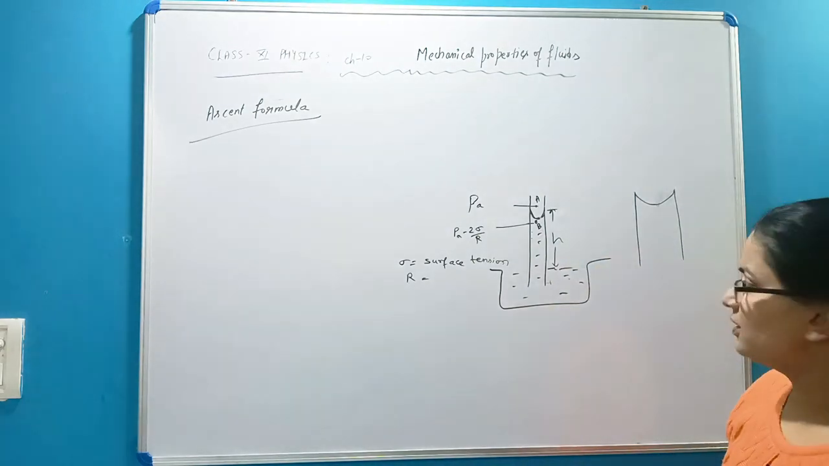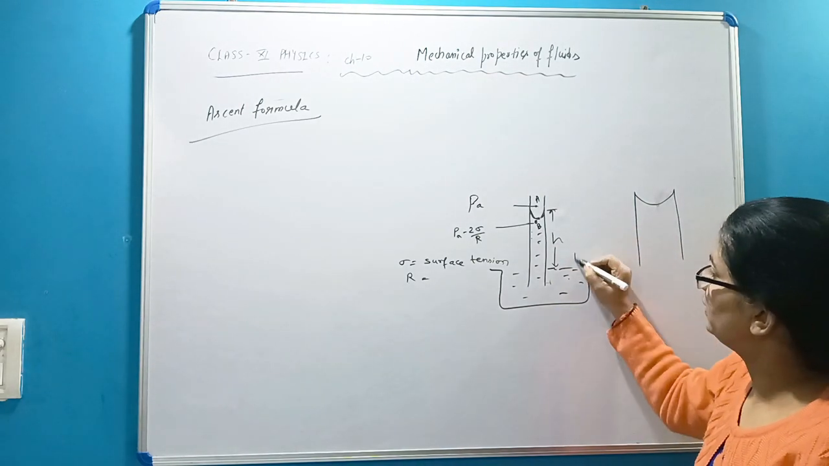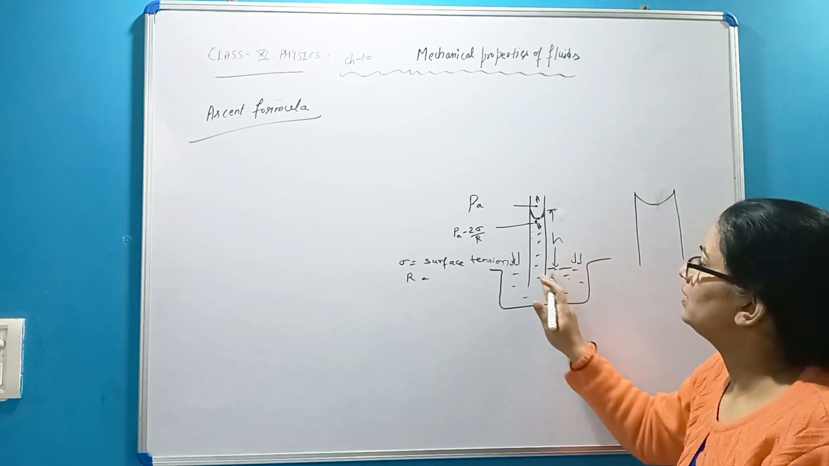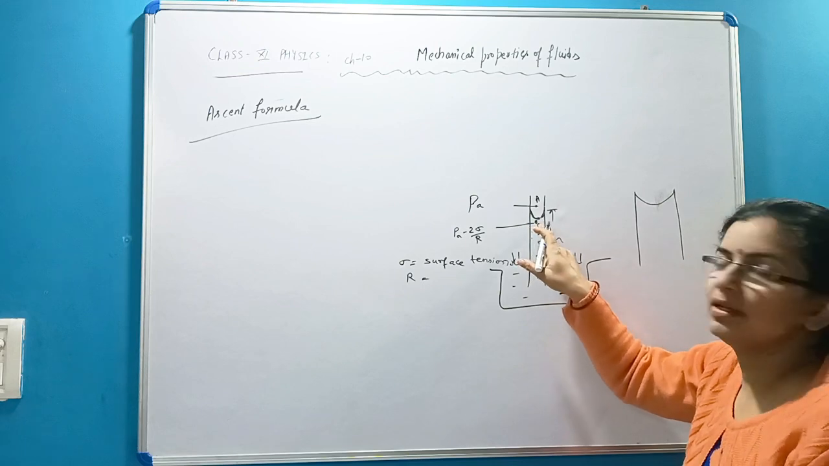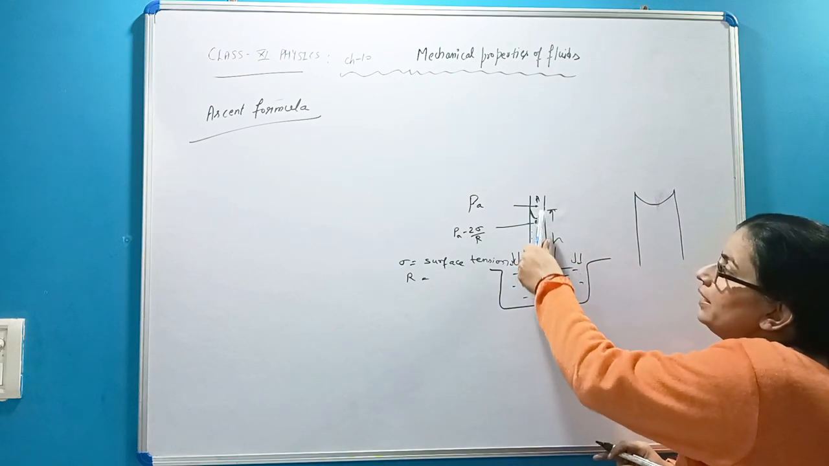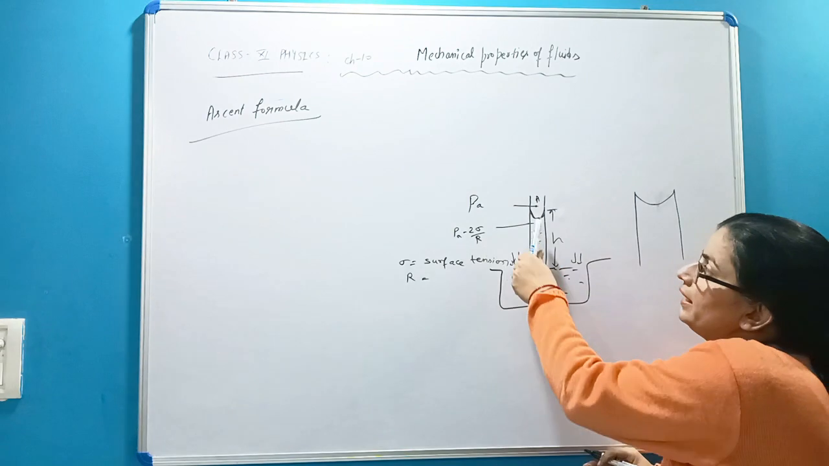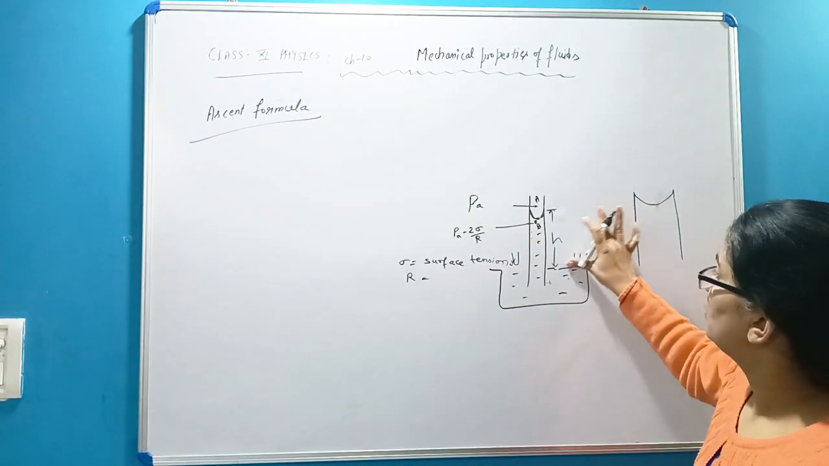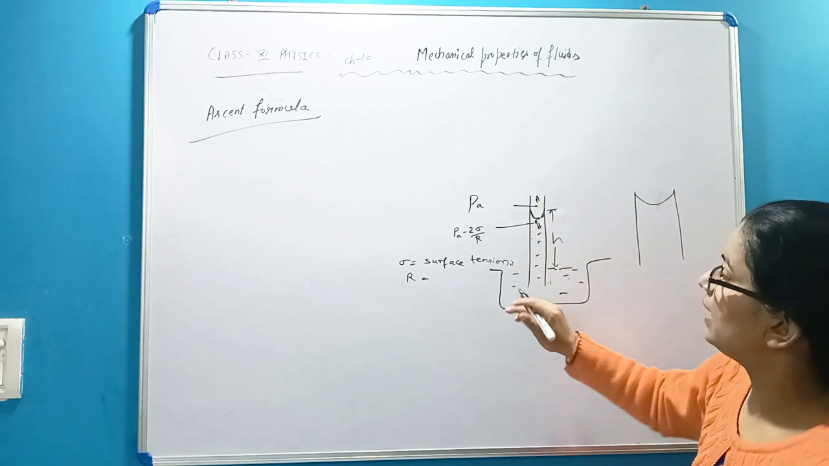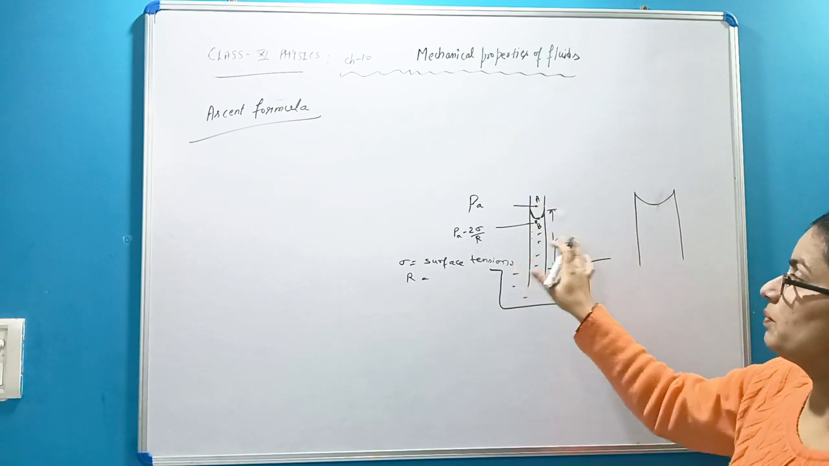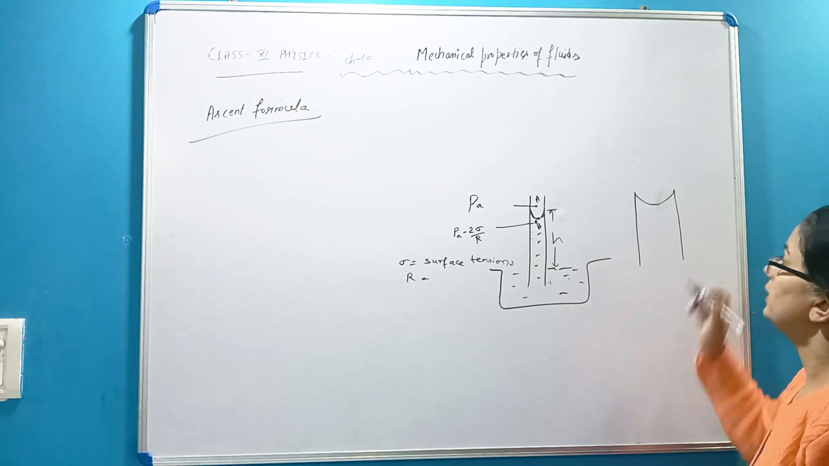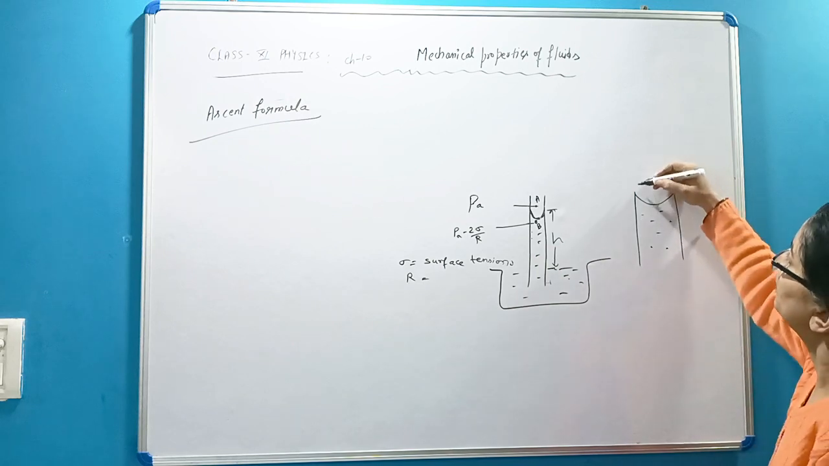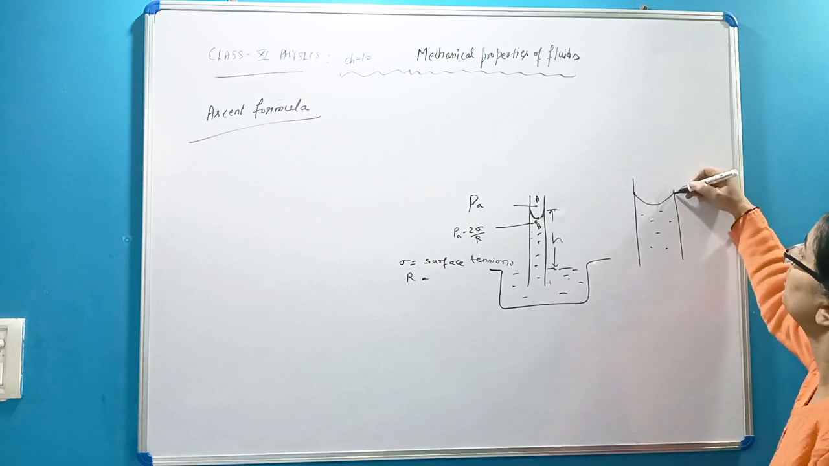Simply, we can also say that here the pressure is Pa. At A the pressure is Pa, so here the pressure will be more. Here Pa is more and here the pressure is less, that is Pa minus 2 sigma by r. In the surrounding everywhere, as we are aware, atmospheric pressure is there. I'm just going to plot it.